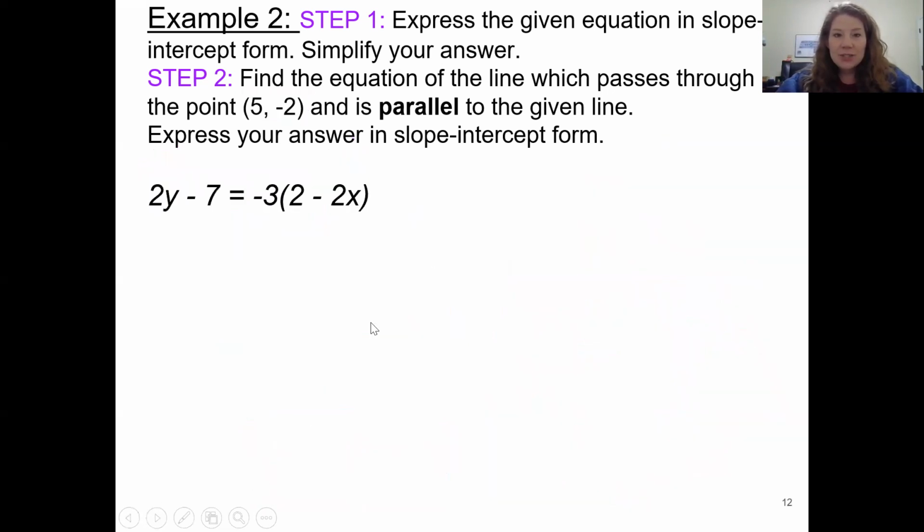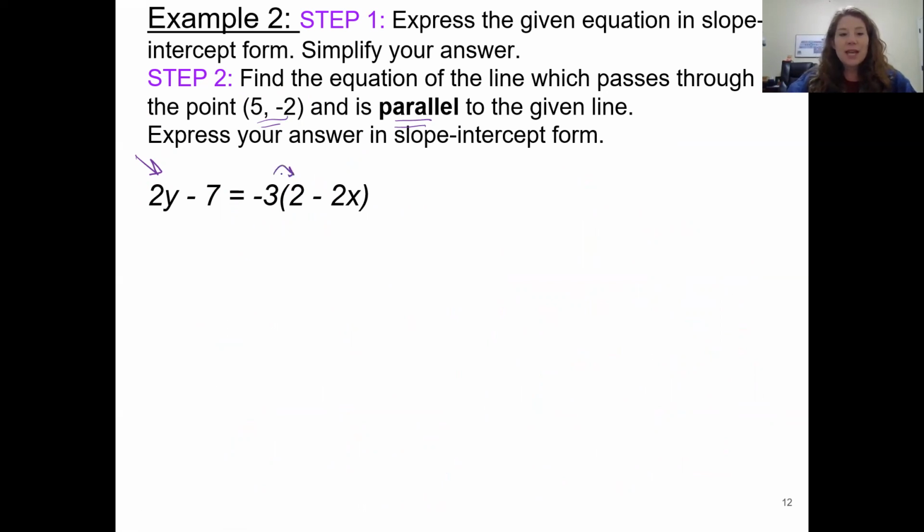All right, let's try another one. How about you guys pause this, and it's almost exactly the same as what we just did, finding a line that's parallel to this one. So we're going to put this equation in slope-intercept form, and then we're going to use the slope and write another equation for a line that has the same slope as this one and goes through this point. All right, so you guys try it and then come back to the video and see how you did.